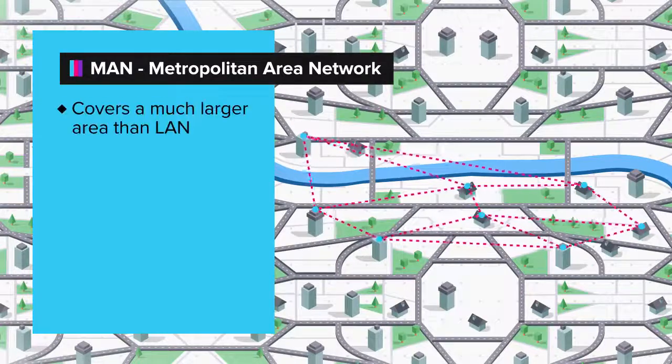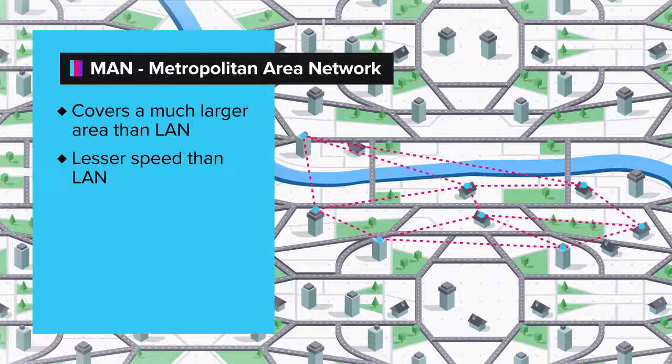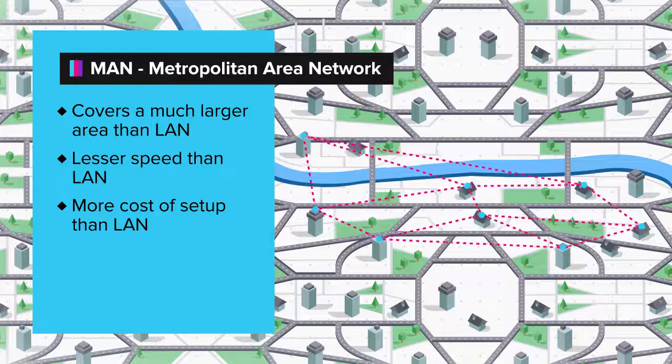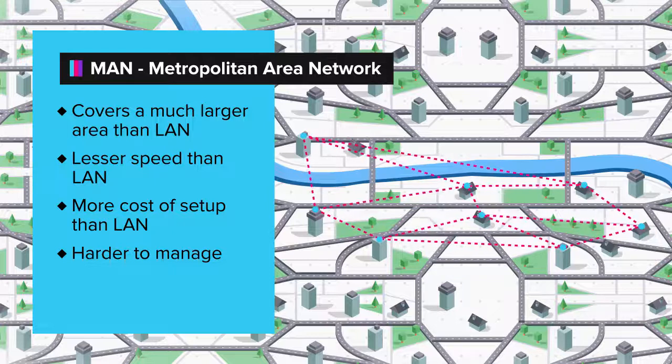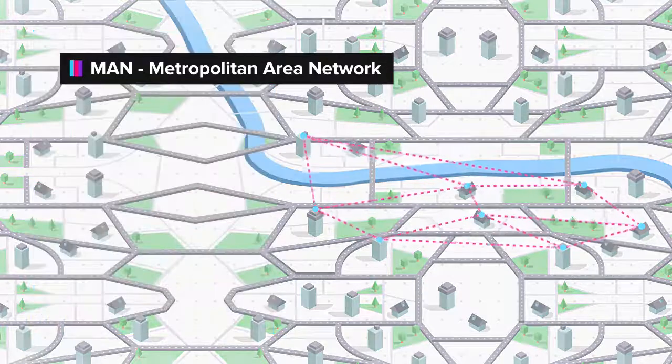MAN covers a much larger area than LAN. It has lesser speed than LAN since the area is much larger. There is more cost of setup than a LAN, and it's harder to manage. Can you think of any examples where MAN will be of use? A good example of MAN can be CCTV cameras spread across the city which are monitored by the police department.